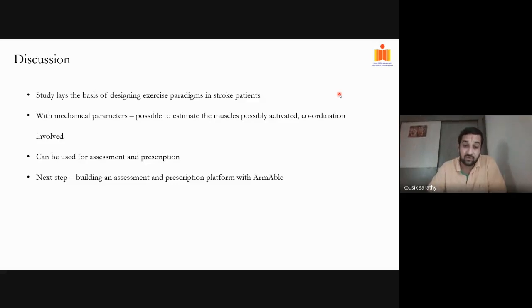We think these can also be used for prescription and assessment. So you can think about prescribing exercise, getting data on how the exercise was performed, and that can be used to perform assessments on the patients. And this can give us a framework of doing assessments remotely, and in a more metric-based, objective manner. And that's what we want to do next. We want to see if we can build this platform that can be shipped out with the device sometime in the near future.